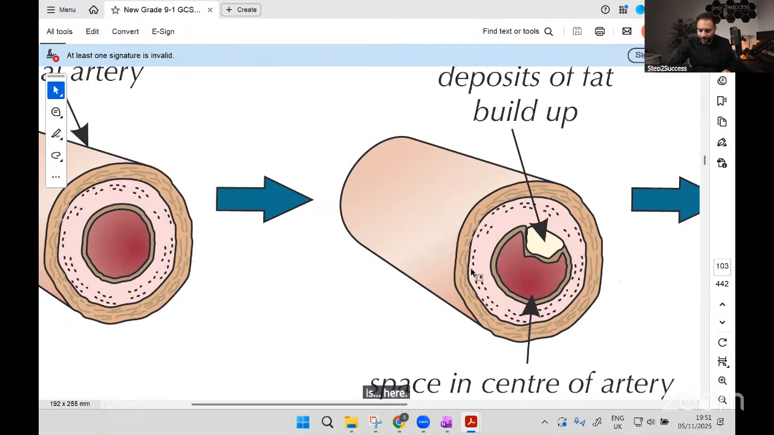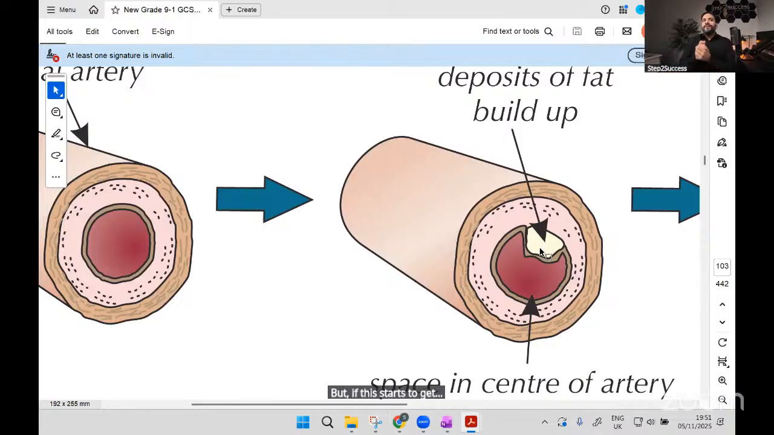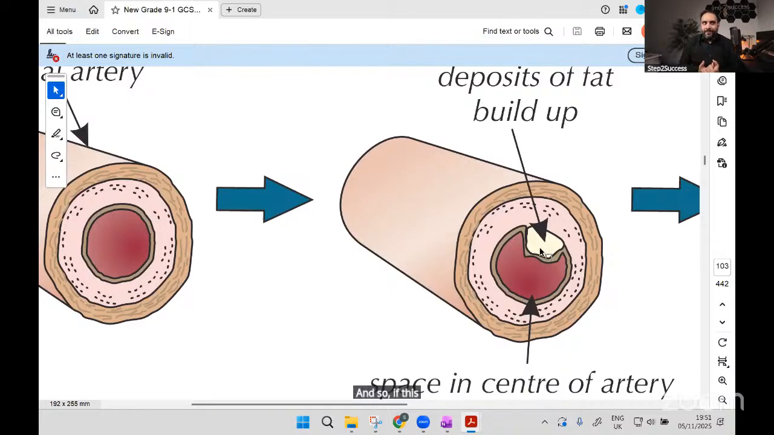Because bear in mind that what this blood vessel is doing is bringing oxygen to your heart to keep it pumping. But if this starts to get blocked, which is what's happening here, then suddenly the heart is going to get less oxygen. And if the heart gets less oxygen, eventually it'll struggle to pump because that's how it gets its energy, right? Energy comes from that oxygen. And so if this starts to happen quite badly for some people, then they can have a heart attack, firstly. And then they have to have some sort of operation. And what that operation involves is what I'm about to show you.